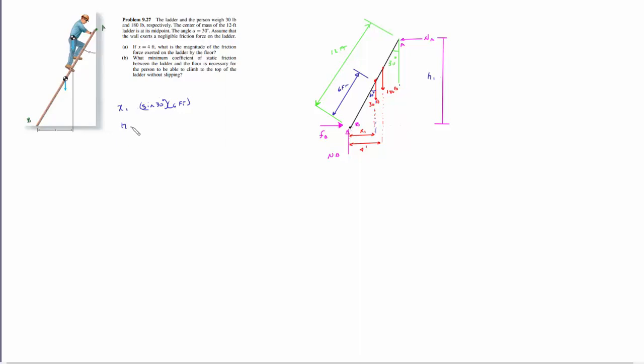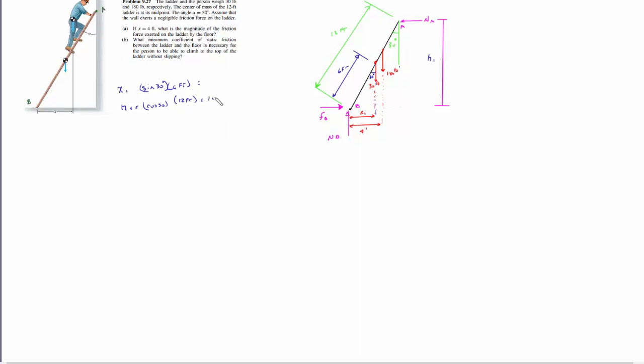And h1 is going to be, now we're talking about this length right here, so it's going to be cosine of 30, and it's the entire length of the ladder, so that's going to be 12 feet. So if we put those into our calculator really quick, we got cosine of 30 times 12, that's going to be 10.39 feet, and x1 should be 3 feet.